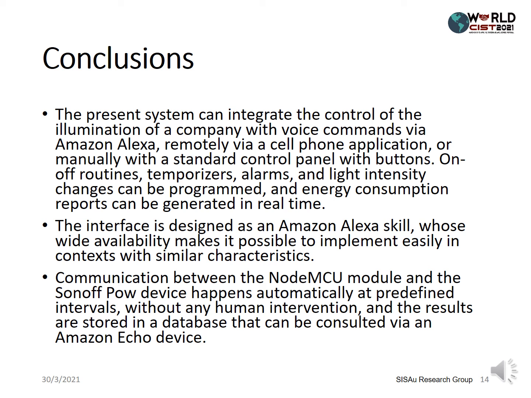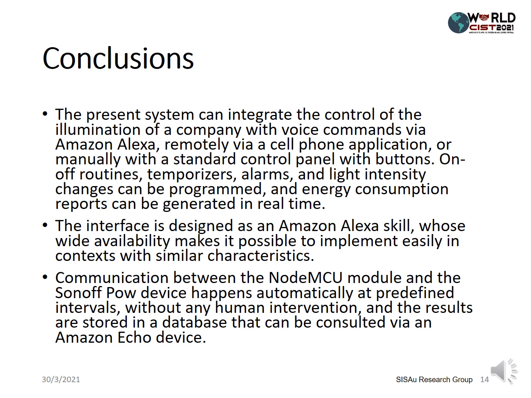And finally, the conclusions. The present system can integrate the control of the illumination of a company with voice command via Amazon Alexa, remotely via a cell phone application, or manually with the standard control panel with buttons. On and off routines, temperatures, alarms, and light intensity changes can be programmed, and energy consumption reports can be generated in real time. The interface is designed as an Amazon Alexa skill, whose availability makes it possible to implement it easily in contexts with similar characteristics.